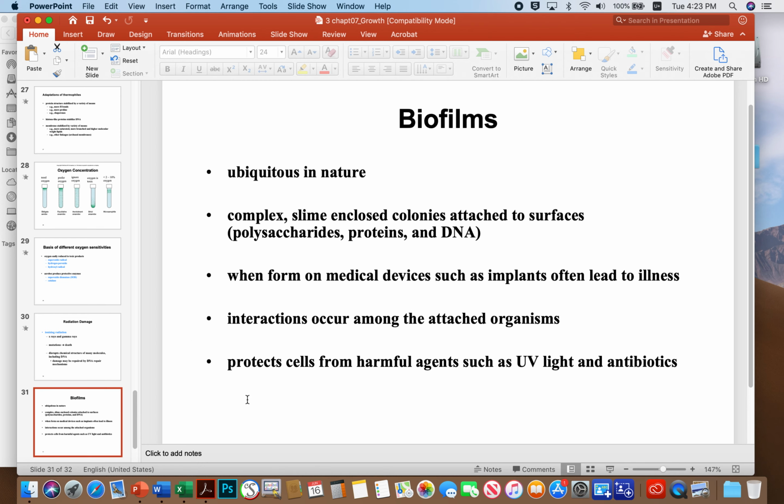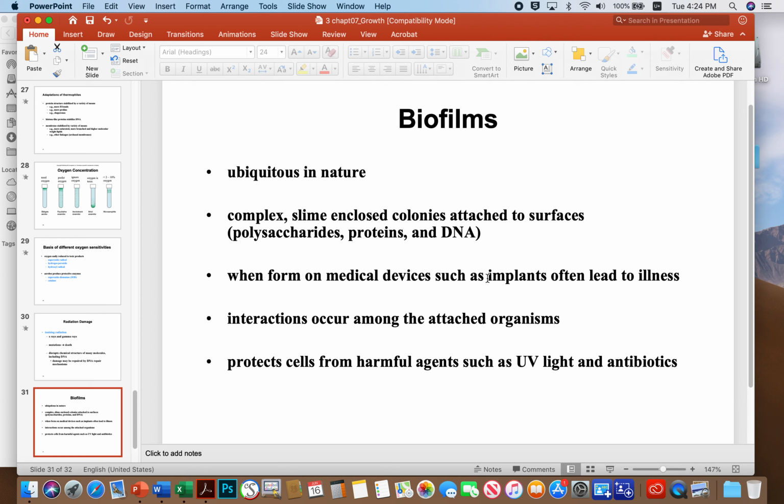So biofilms are another way microbes live and grow, and they're ubiquitous in nature, and they're basically just slime-enclosed colonies that are attached to surfaces. The microbes will actually produce polysaccharides, proteins, and DNA that form a gum, essentially, that keeps the microbes stuck to a surface. So think about the enamel of your teeth, these complex slime-enclosed colonies of microbes that you actually have to brush with a toothbrush or go to the dentist and have them scrape off with a metal hook. They often form on medical devices and implants that can lead to severe illness, even water pipes, lots of different places.